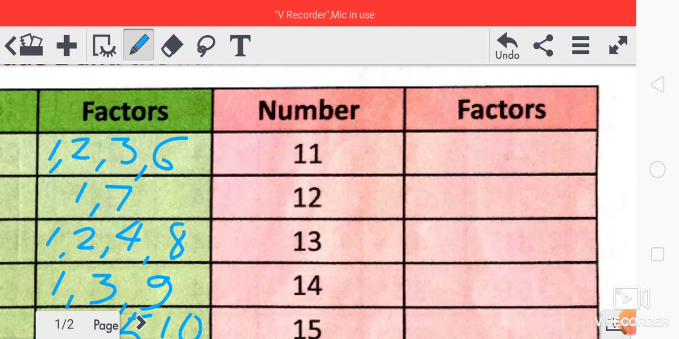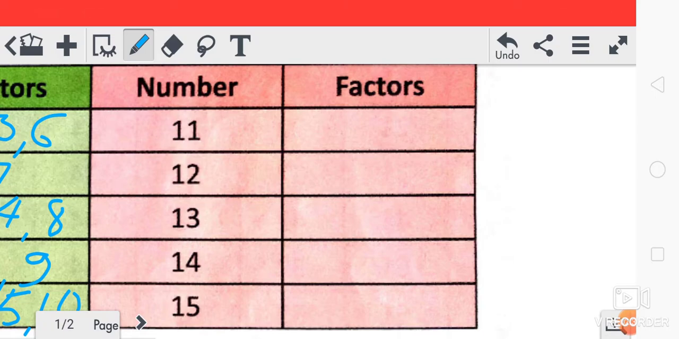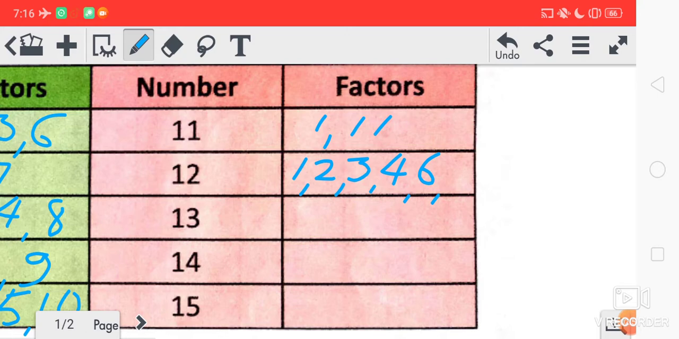Okay. Now come to this part, 11. 11 comes in the table of 1 and 11 only, no other. 12. 12 comes in the table of 1, in the table of 2. 2 6s are 12, so 2 is a factor. 3 4s are 12, so 3 is a factor. 4 3s are 12, so 4 is a factor. 6 2s are 12, so 6 is a factor, and 12 itself.